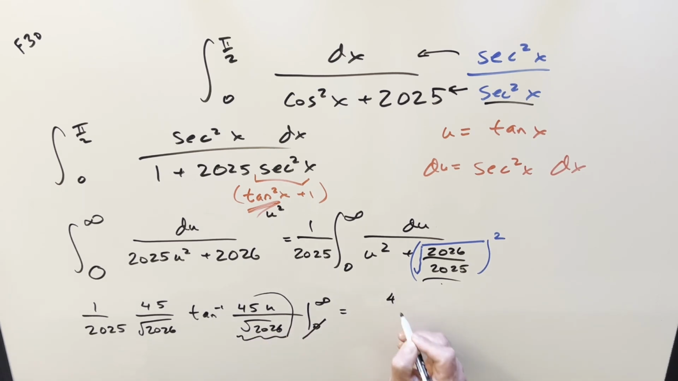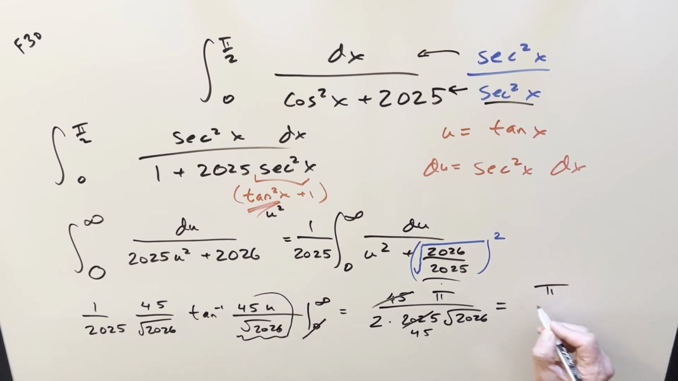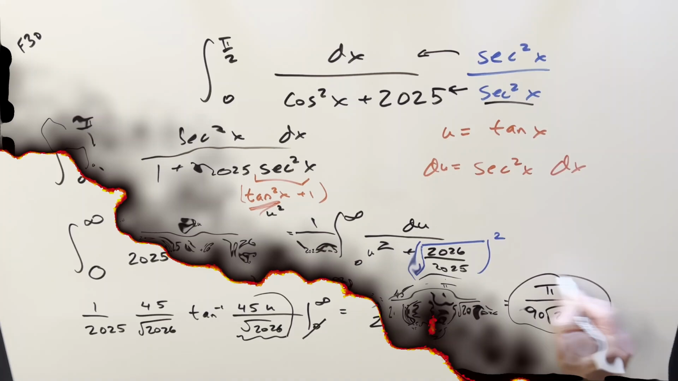So what we have is 45, just plugging in with this in front, 45 times pi over 2. This is from the pi over 2. I kind of separated it, but that's pi over 2 times 2025 square root 2026. Now we said before that 2025 is 45 squared. So I can basically just cancel that with one of the 45s and we're left with 45 here. And so putting it all together for my final solution, we just get pi over 90 times square root 2026, and that's it.